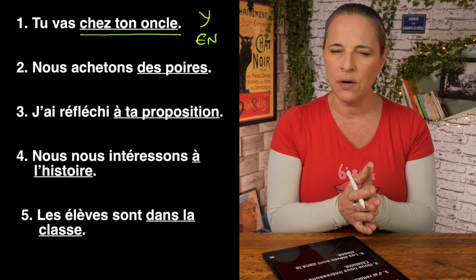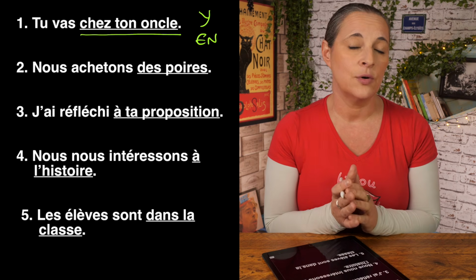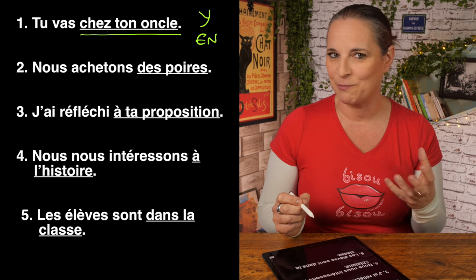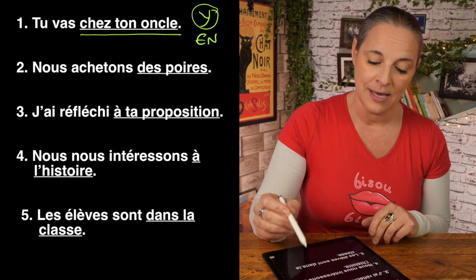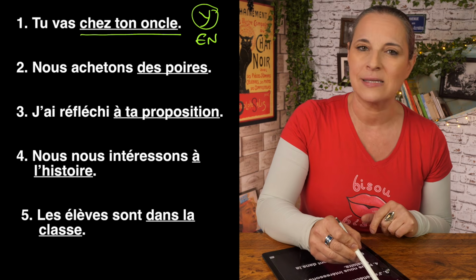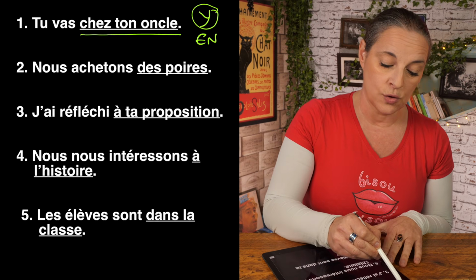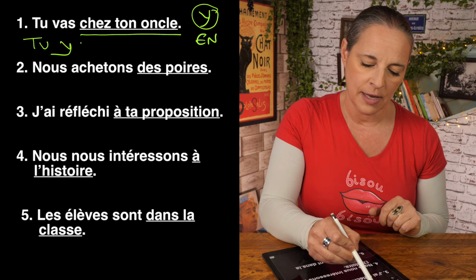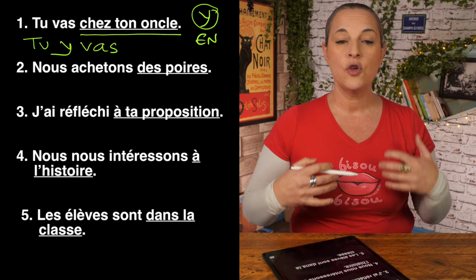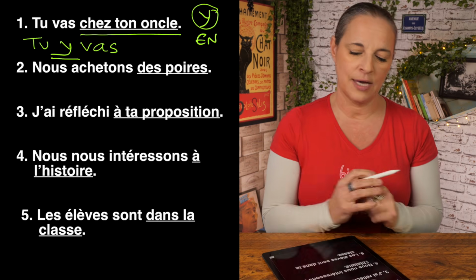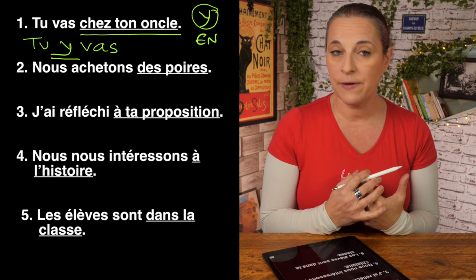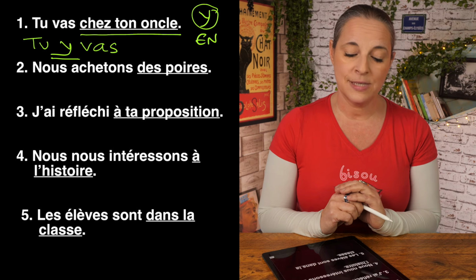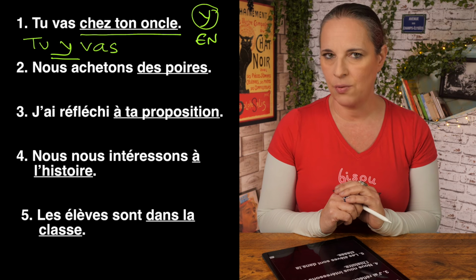You're going to your uncle's house, but we want to say you're going there. So what you do, you take the correct pronoun. In this case, it's y, because we are referring to going somewhere. Okay? So tu, and then you put y, because y comes before the verb va. Tu y vas. You're going there. Okay? So tu vas chez ton oncle, tu y vas. Par exemple.